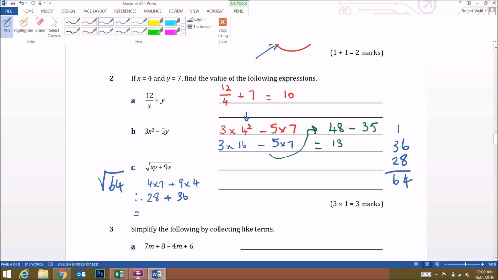What number do you multiply by itself to make 64? The answer to that is 8. 8 times 8 equals 64. So our answer there is 8.